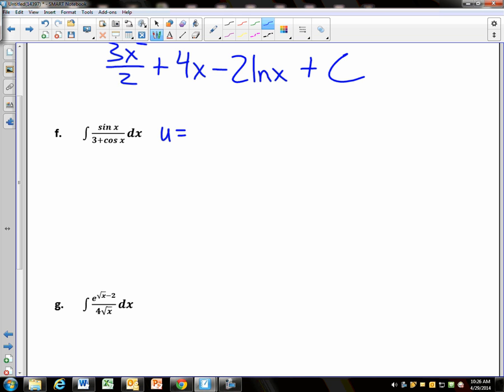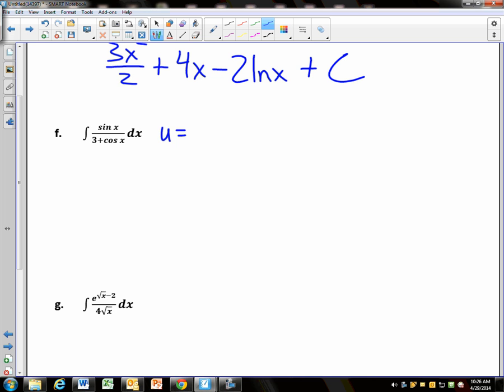This one does require substitution. We haven't been able to do this problem before. Anybody want to guess what u is? Why isn't it sine? Okay, the derivative of sine is not going to give you 3. Very good. But how about this?